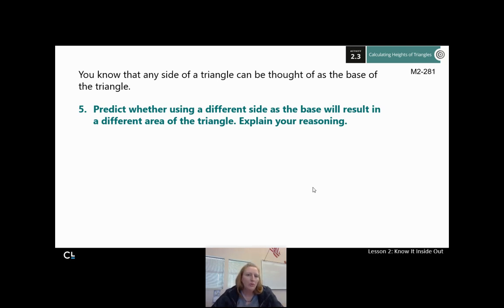Now, you know that any side of a triangle can be thought of as the base, right? Like we picked XY. It doesn't have to be XY. I would like you to predict whether using a different side as the base, maybe using XZ, maybe using YZ, will result in a different area of the triangle, and just explain your thinking on this. Go ahead and hit pause, jot down your thoughts, hit play to keep the discussion going.